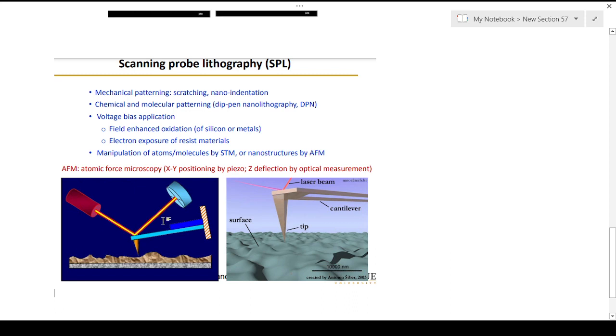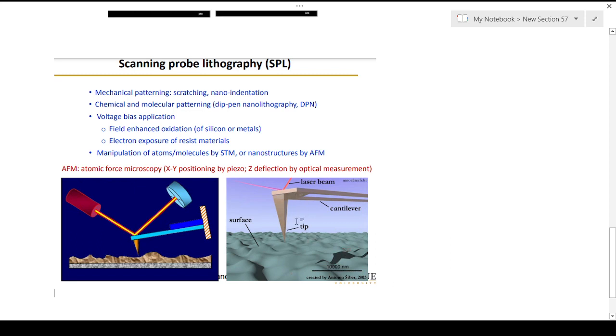As you can see in the figure, we will be having a tip, and the tip will be in contact with the surface. When you look closely at the surface in atomic force microscopy, you can see there are different height dips. The tip will be moving on the surface, creating the scratches or patterns that we demand. So that's how scanning probe lithography and AFM lithography work.